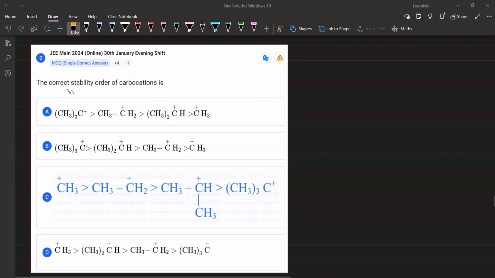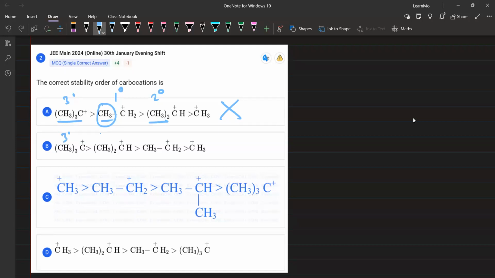See this, first we look at the options. CH3 whole thrice C positive, that is 3 degree. Then you have this as 1 CH3 attached to carbon, 1 degree. You have 2 degree. So obviously it is not correct, because 2 degree is more stable than 1 degree. Let's come to the next one.